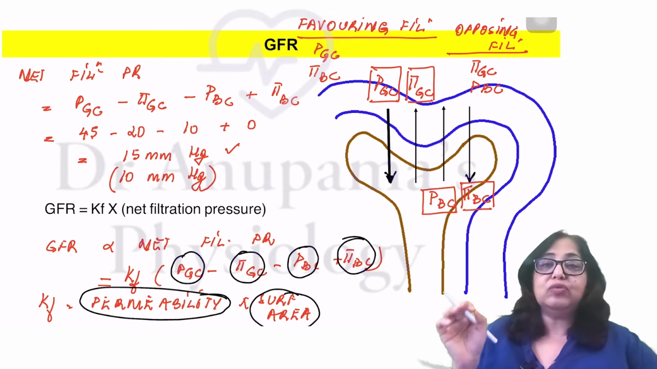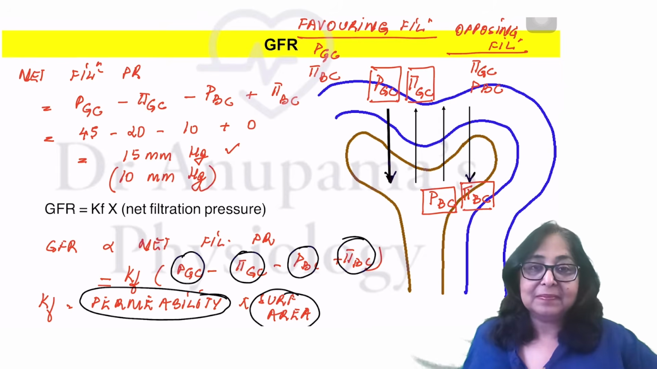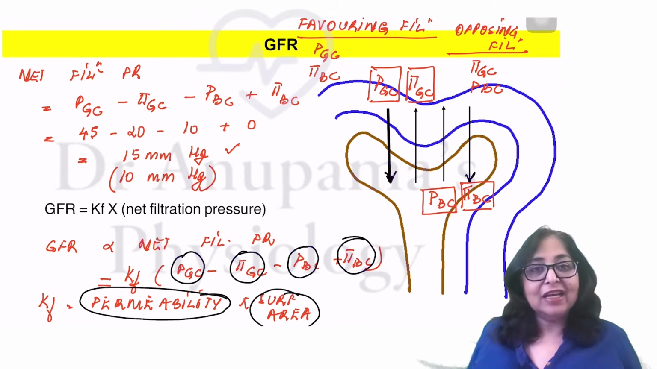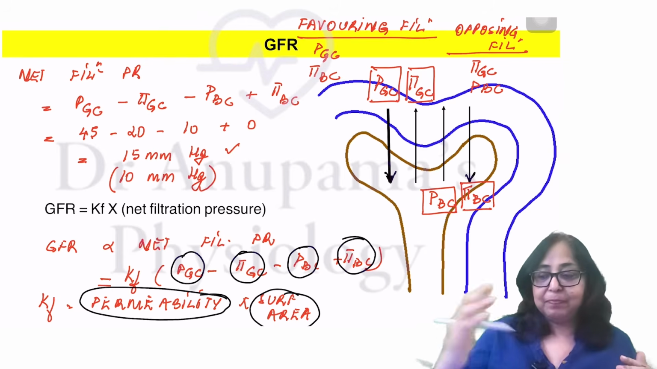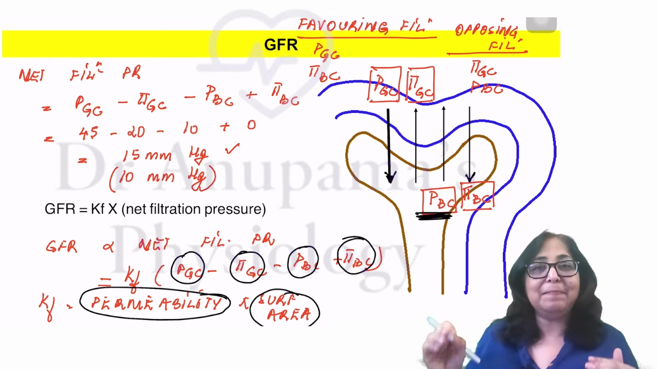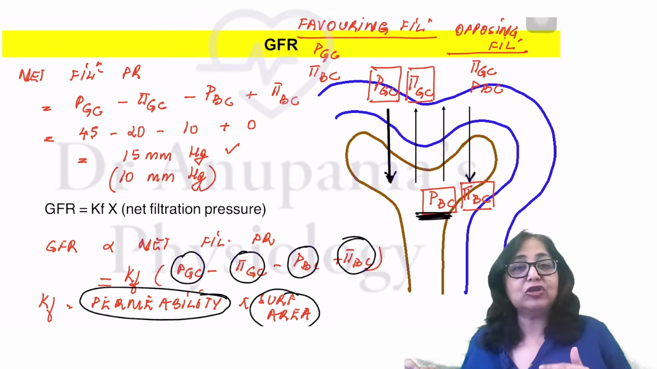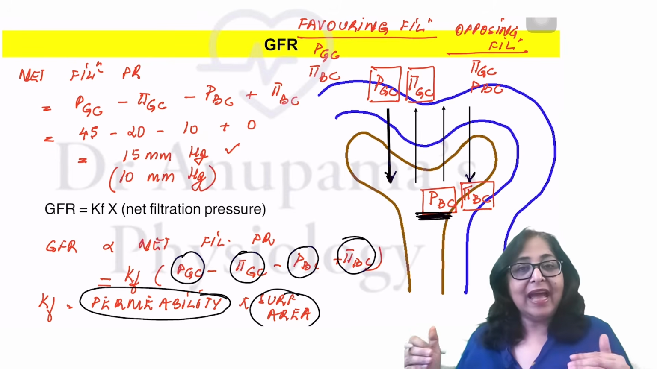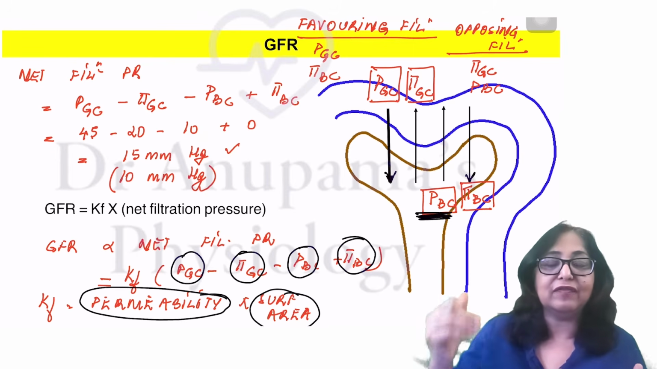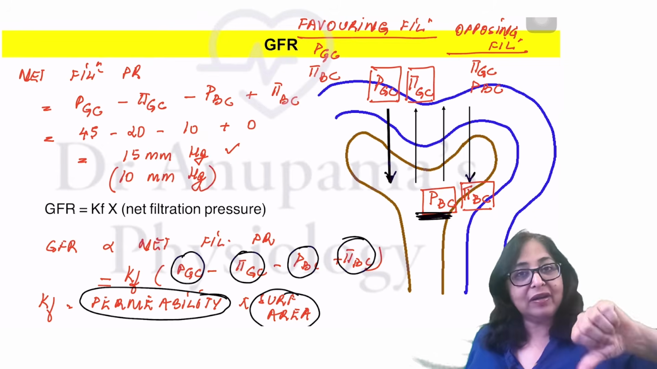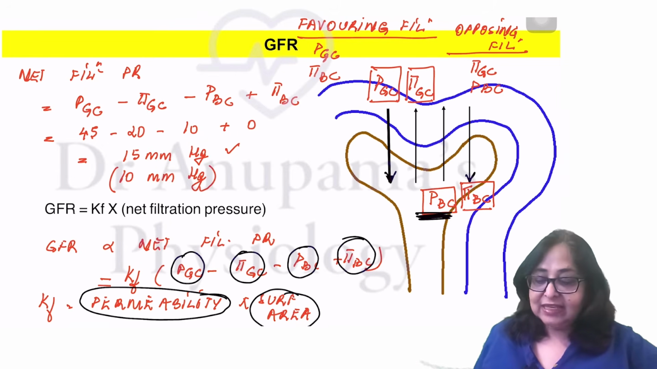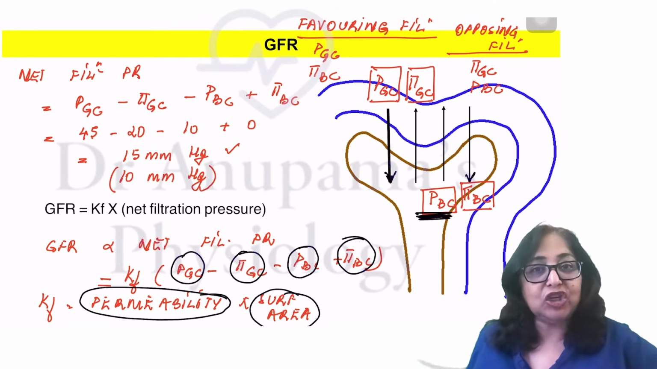Let's take one more example. Supposing there is a ureteric stone. That means flow of urine is getting obstructed. Again, this creates a back pressure, and this will increase the PBC, hydrostatic pressure of the Bowman's capsule. And hydrostatic pressure of the Bowman's capsule is a force which is opposing filtration. So what will happen to GFR? Decreases. So these are the factors affecting GFR.